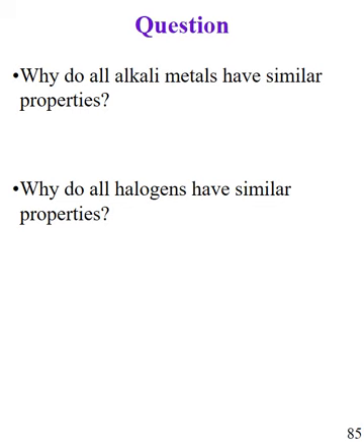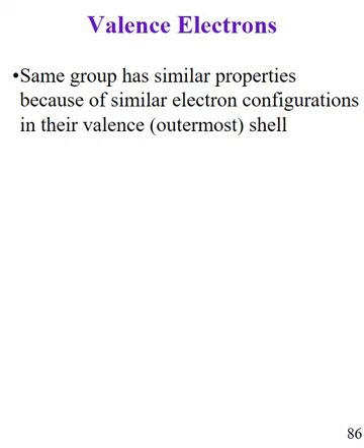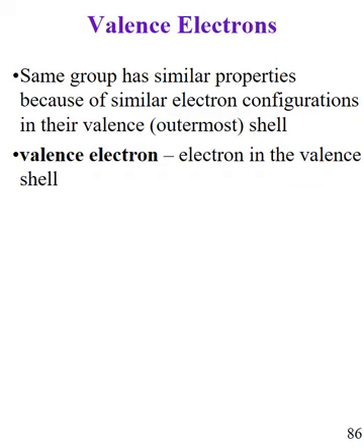Now here's a question. Why do all alkali metals have similar properties? And why do all halogens have similar properties? What it boils down to is valence shell electrons. Elements in the same group have similar properties because of similar electron configurations in their valence, which means outermost shell. The valence electrons are the electrons in the valence shell.